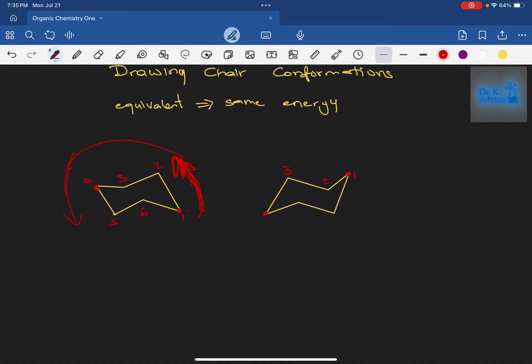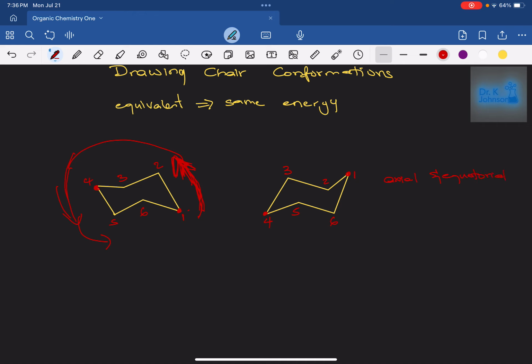The chair is rotating all this way, right? So the nose, number 4, will fall here, and we're moving this way. So this is 5. And this is number 6. So these are the two equivalent chair conformations for cyclohexane. Now, you should notice by now we have a line angle structure. So the hydrogens are not shown, but I'm going to put them in because we need to be able to identify axial and equatorial bonds.